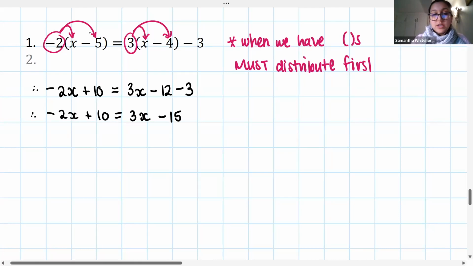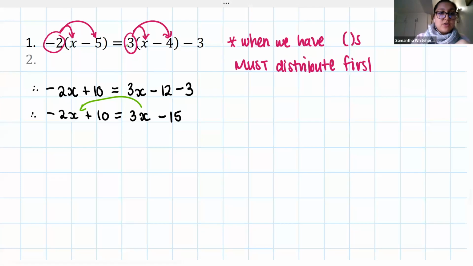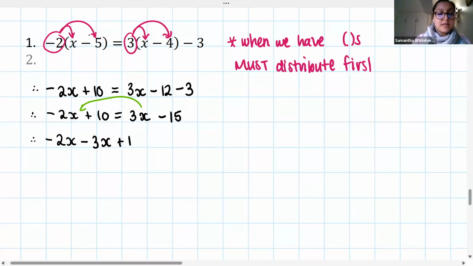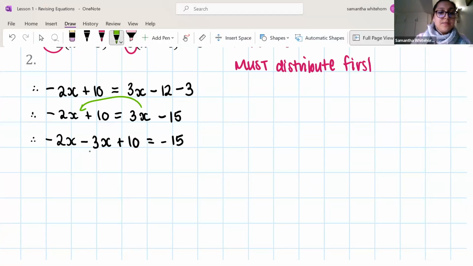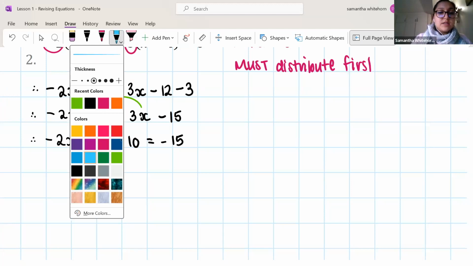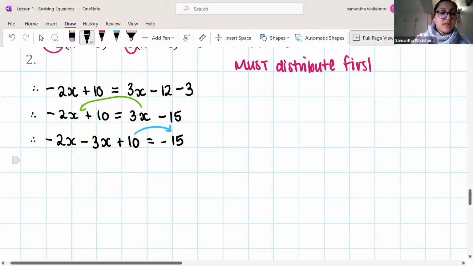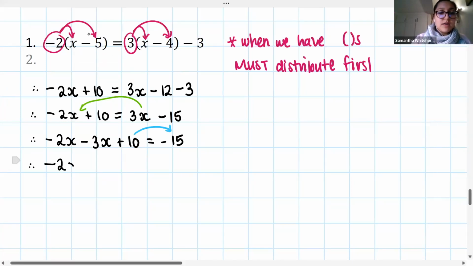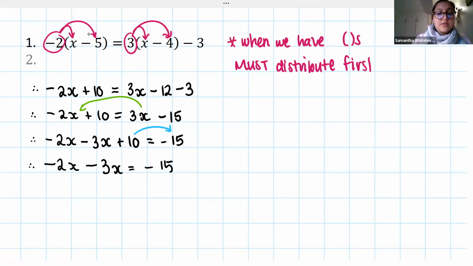And I solve my equation as I usually would. So I'm going to bring that 3x to join the negative 2x using my inverse operation. So I've got minus 2x minus 3x plus 10 equals negative 15. Again, using my inverse operations, I'm going to get that constant over to the right-hand side. So that positive 10 is going to join the negative 15 with my inverse operation. So minus 2x minus 3x is equal to negative 15 minus 10.